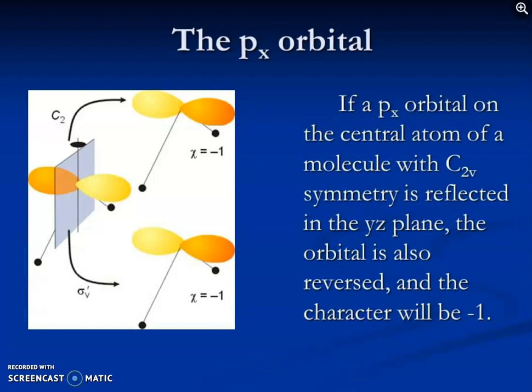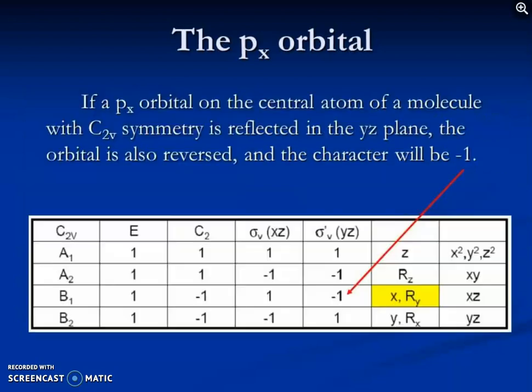Now, if a px orbital on the central atom of a molecule with C2V symmetry is reflected in the YZ plane, the orbital is also reversed and the character will be -1.